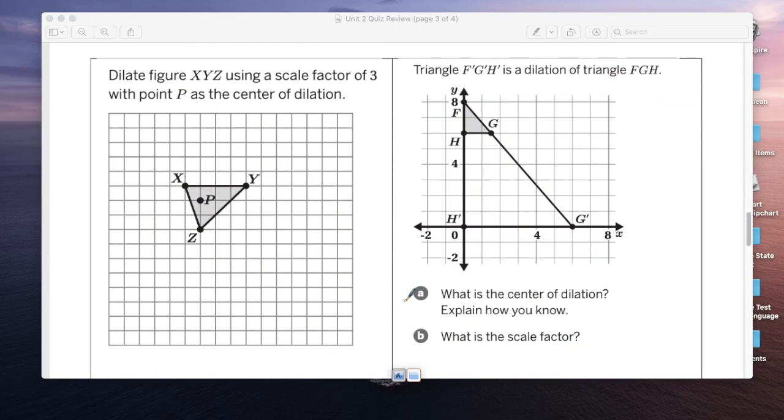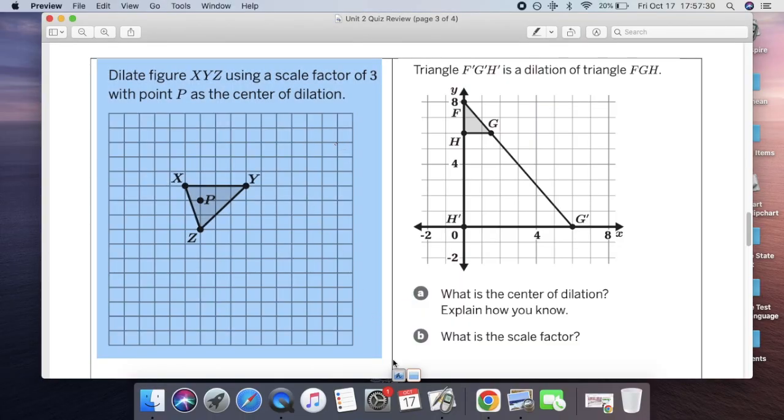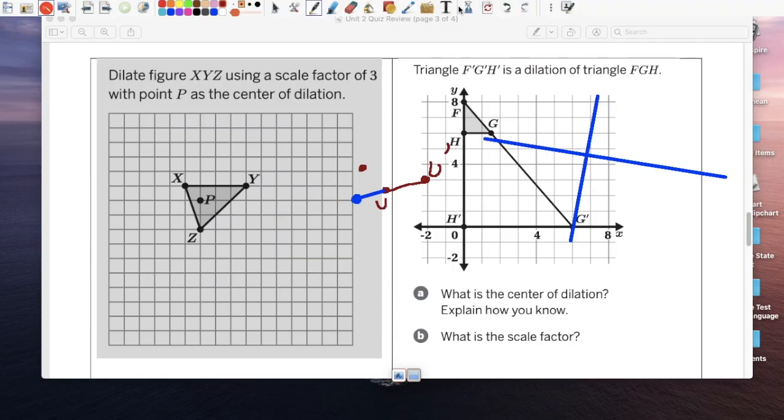Dilate this using scale factor of 3 with point P as a center of dilation. Okay, so point P. How do I get to X? Right, so think about this. If you were at center of dilation and you're P and you want to go to X, you would go 1 that way and 1 up.